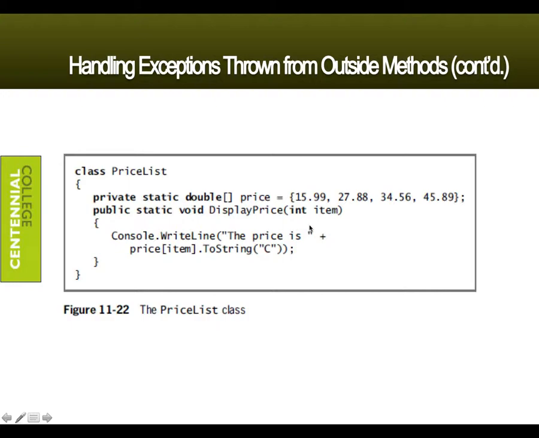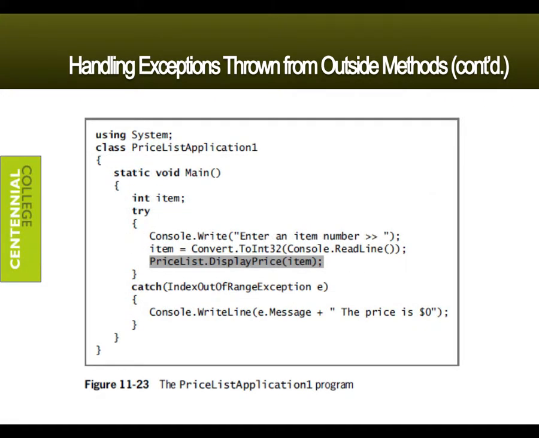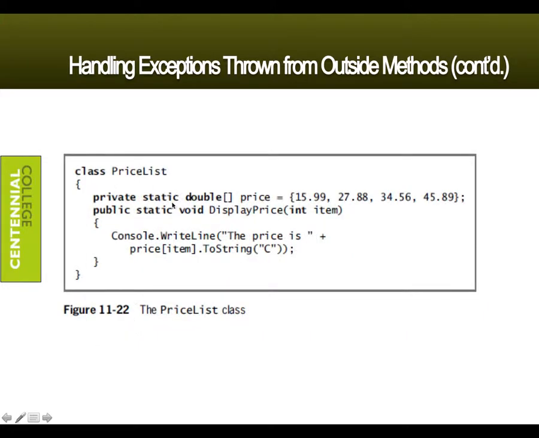How do I do that? How do I use a try-catch block here? Well, here's an example of that. So I've got my main, I've got my integer, which is the item. I'm listening for my console, so enter an item number, right? I'm trying to convert it. I'm reading it in. And then I'm going to kick off this PriceList.DisplayPrice method. Here's my displayPrice method. PriceList is the main class, right?